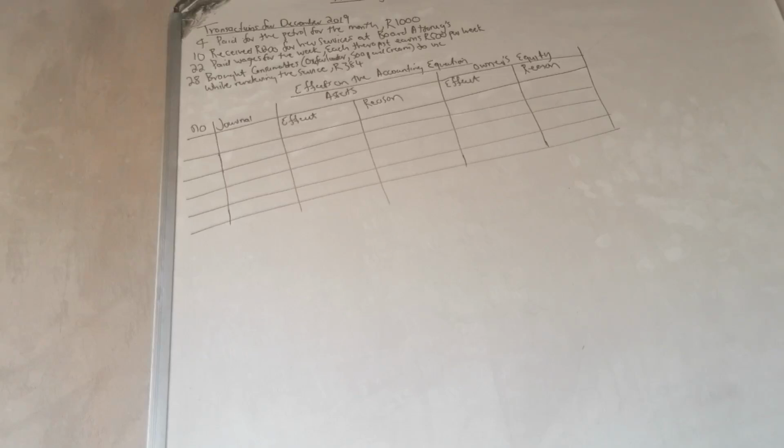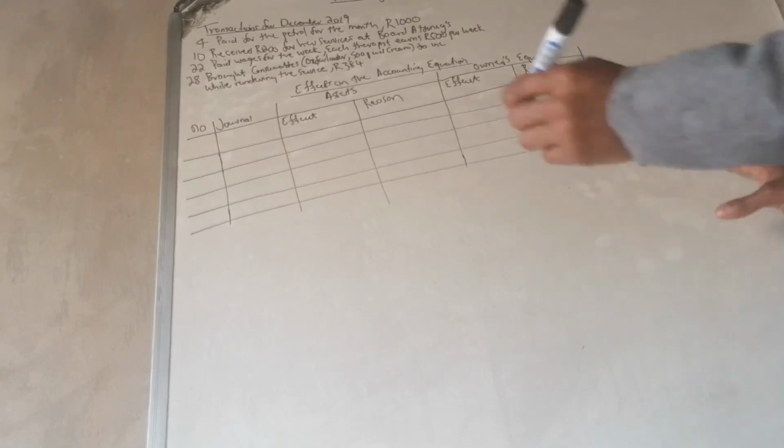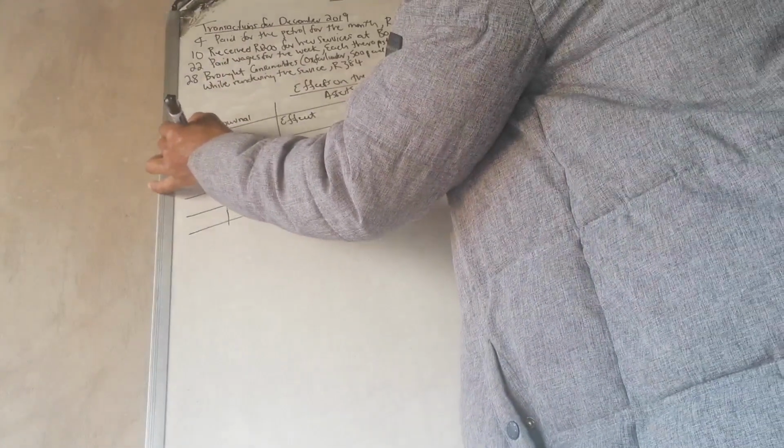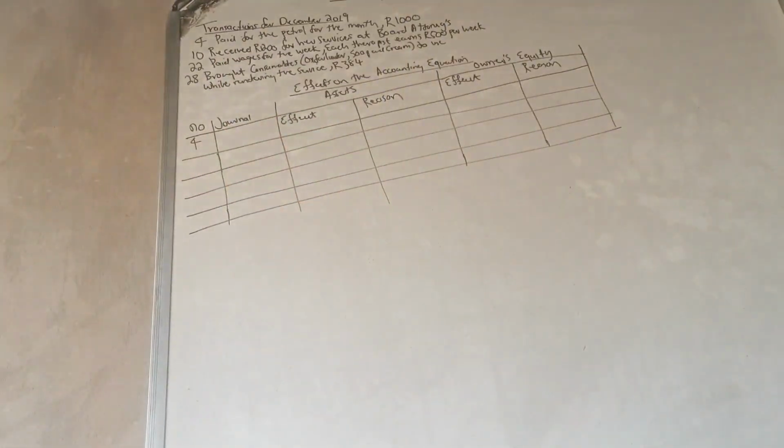Receipt number, receipt 4, I get, because that was the first transaction. It was on the 4th of December, and then the journal. Which journal are we using here when we try to balance the accounting equation? Are we using the CPJ or the CRJ?